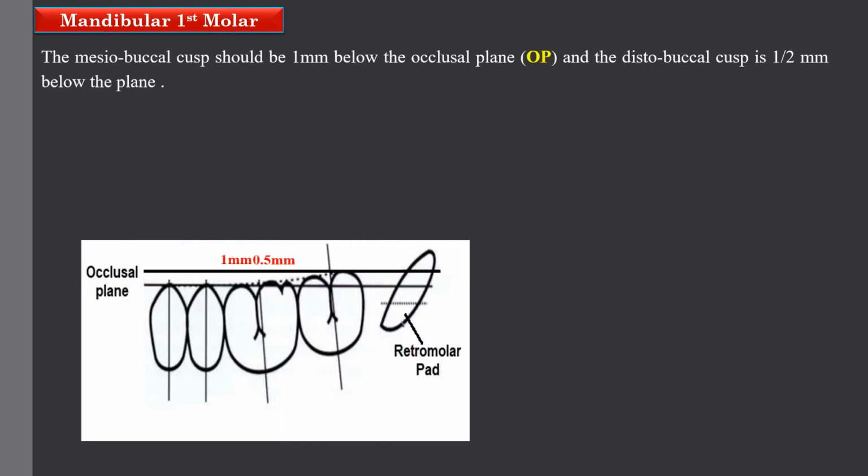The next posterior tooth is the mandibular first molar. Here we divide the tooth into two parts. The mesiobuccal cusp should be 1 mm below the occlusal plane, and the distobuccal cusp is ½ mm below the plane.